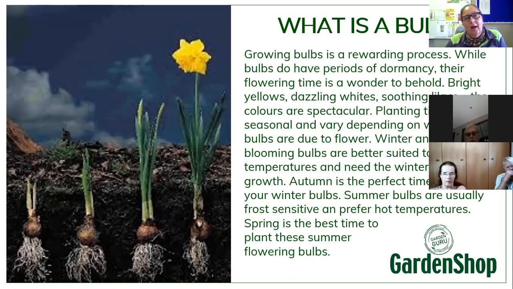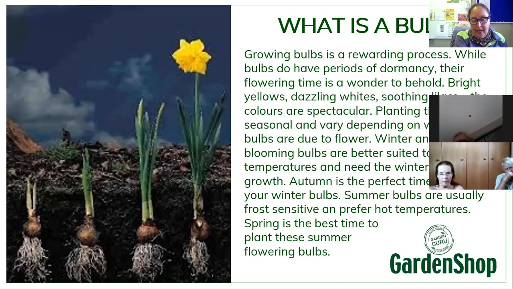The planting time would depend on where the bulb is native from, when the flowering time would be. So some bulbs grow best in winter and flower in spring. Others are frost sensitive, like dahlias, for instance, and those you would plant in spring so that they can grow in the summer and flower throughout the summer.